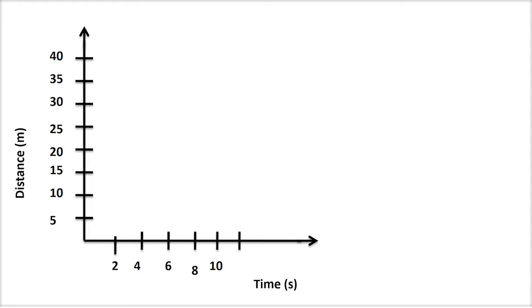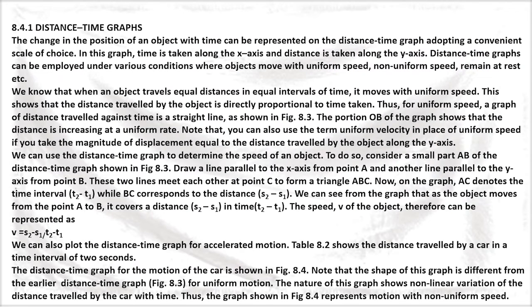The distance-time graph can be used to determine the speed of an object. Let us read through the paragraph and understand how this can be done.